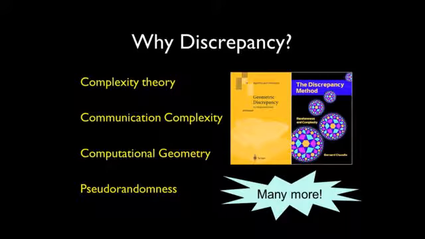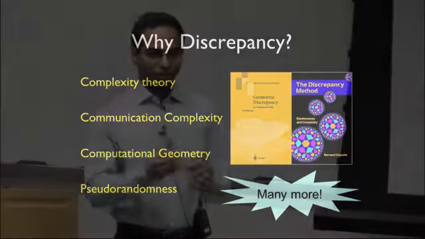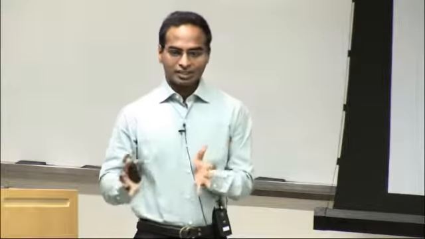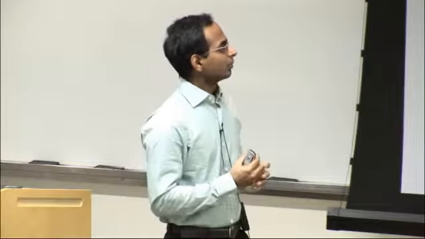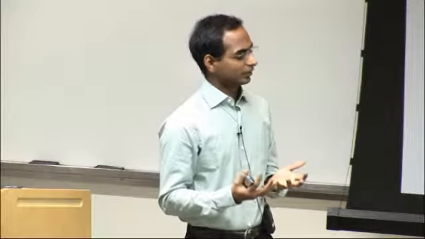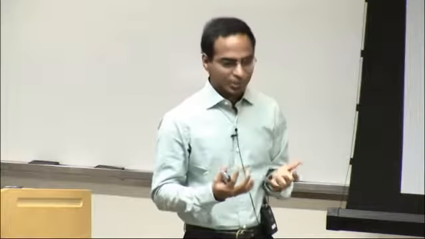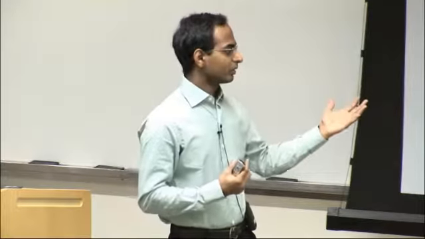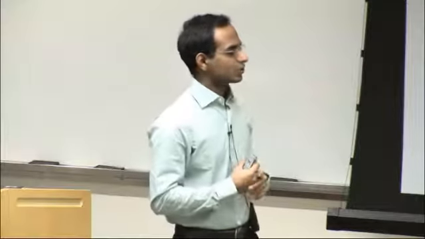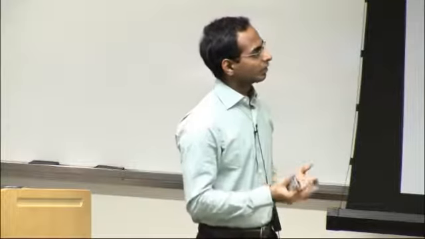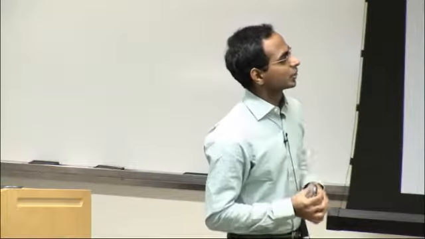Discrepancy theory has many applications in complexity theory, where they correspond to good average case lower bounds, to communication complexity, where it is one of the main techniques for proving lower bounds, to computational geometry, where it is useful in building small data structures, and to graphics, as we saw before, and also to pseudo-randomness. There are many more applications, as can be seen in these two nice books.